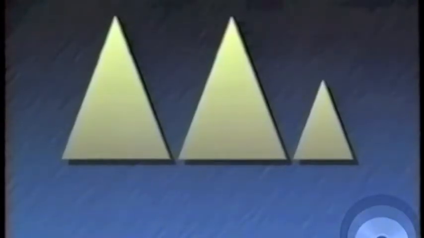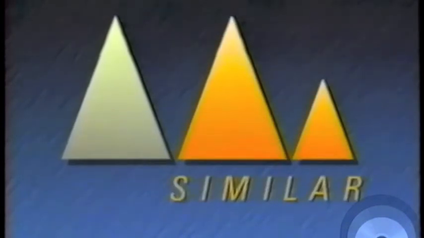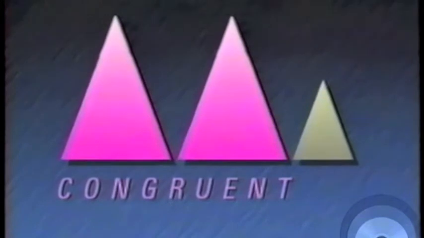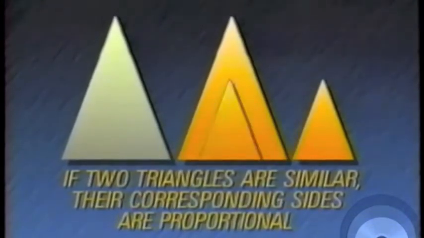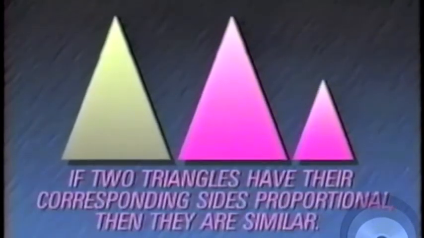If two figures are identical in shape but not in size, they are said to be similar. If two figures are identical in shape and size, they are said to be congruent. This brings us to one of the most important and useful theorems in geometry. If two triangles are similar, their corresponding sides are proportional. The converse is also true. If two triangles have their corresponding sides proportional, then they are similar, or the same shape.